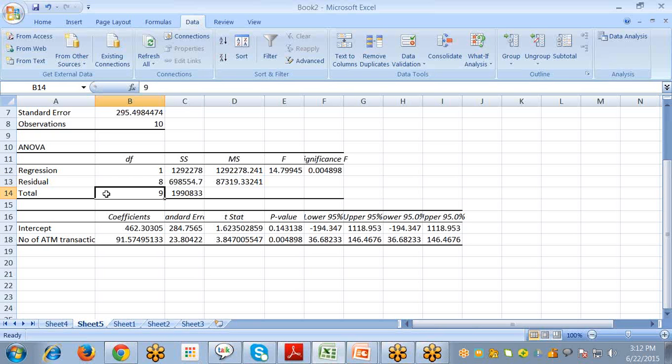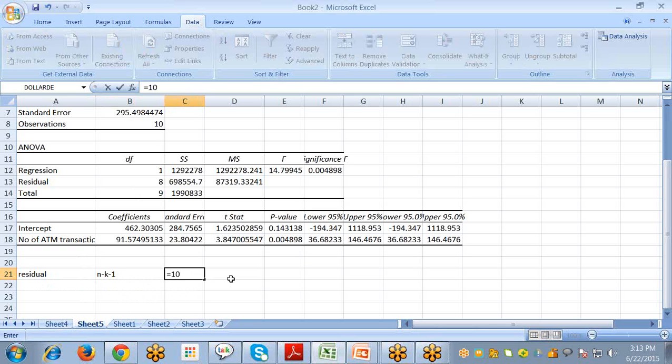Then we have residual and total. Residual is calculated by n minus k minus 1. This is used for calculating residual, where n is the number of terms, that means how many observations you are doing, and k is the number of independent variables. So residual will be calculated here. The number of transactions will be 10, and the value of k is 1, because we have only one independent variable, and minus 1. So this value is 8, which denotes the residual.